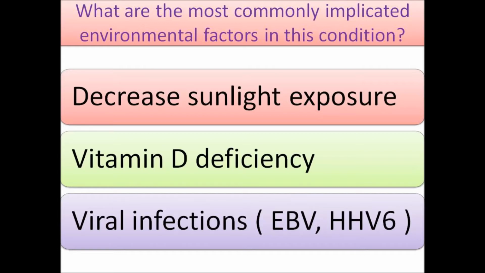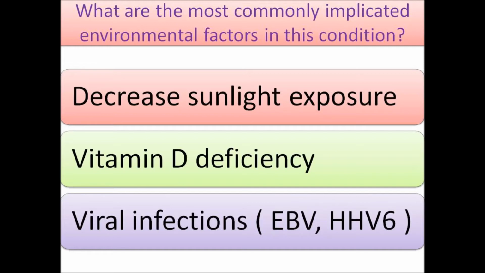Third, we have viral infections, especially Epstein-Barr virus and human herpes virus type 6. Almost all patients with multiple sclerosis are infected with Epstein-Barr virus, but again, we cannot establish a cause and effect relationship here, because Epstein-Barr virus is very prevalent in the general population. Maybe up to 90% of the general population is infected with Epstein-Barr virus.